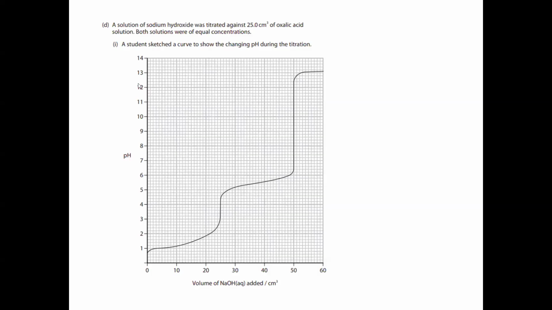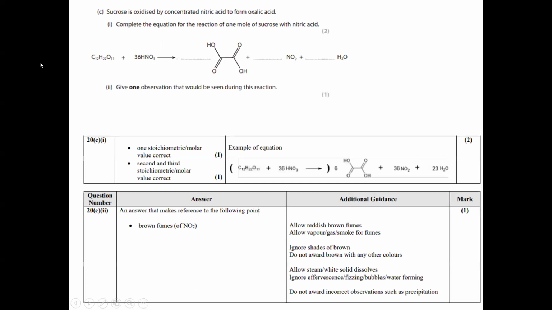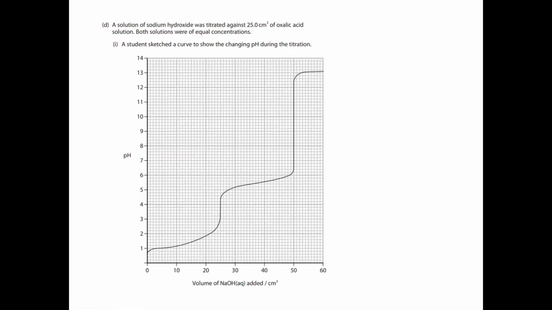It says a solution of sodium hydroxide was titrated against 25 cubic centimeters of oxalic acid. If you look at the formula of oxalic acid, it has 2 COOH groups, so this is a dibasic acid. It has 2 H plus ions. We learned that when anything has 2 H plus ions, sometimes they will neutralize in 2 different stages.